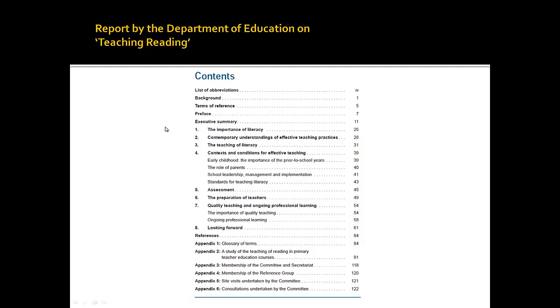This is a report by the Department of Education on teaching reading. So again, a heading at the top of the page. And then we have this preliminary information: background, terms of reference, preface. There's that summary again. And then we have the headings and subheadings, and they're numbered. And then we have some references at the end with appendices that follow.